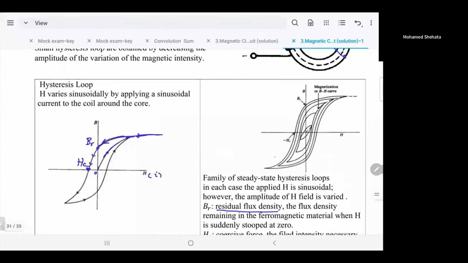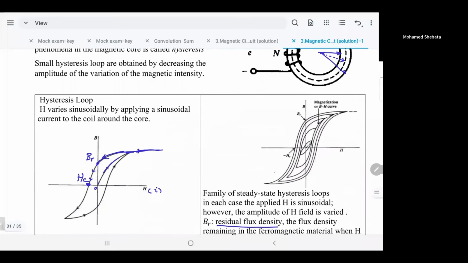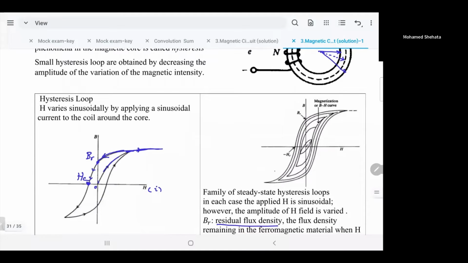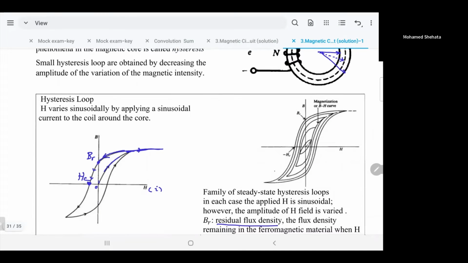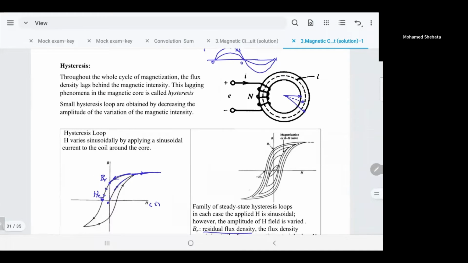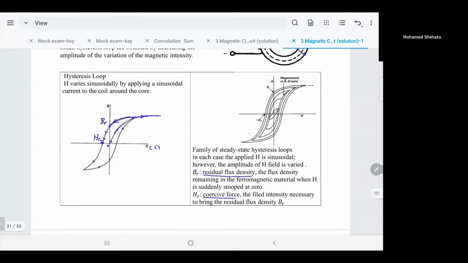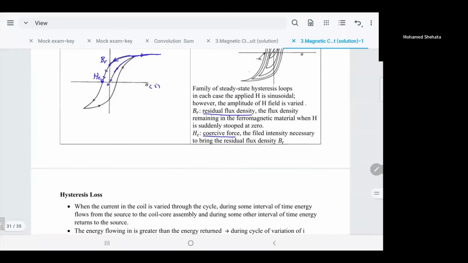And if you change the value of the sinusoidal current, if you make it smaller, for example, you get another loop inside. So all these loops that you can see correspond to different values of current or different values of field intensity. So that's the physics of the hysteresis, or what's happening inside the ferromagnetic material. So here you will never be able to get back to zero again. That's why we say it has a loss called hysteresis loss.